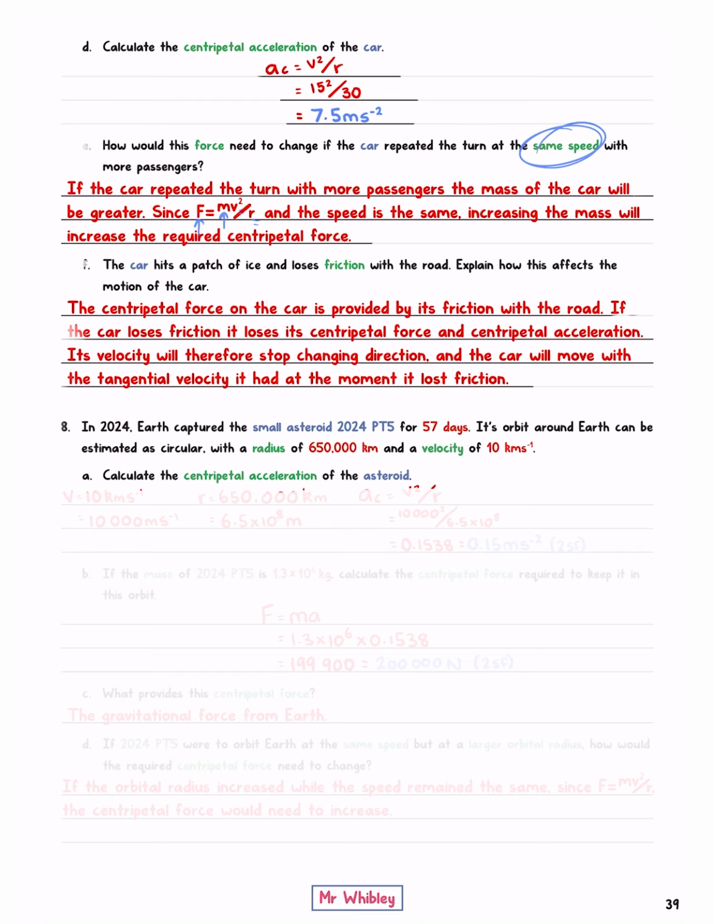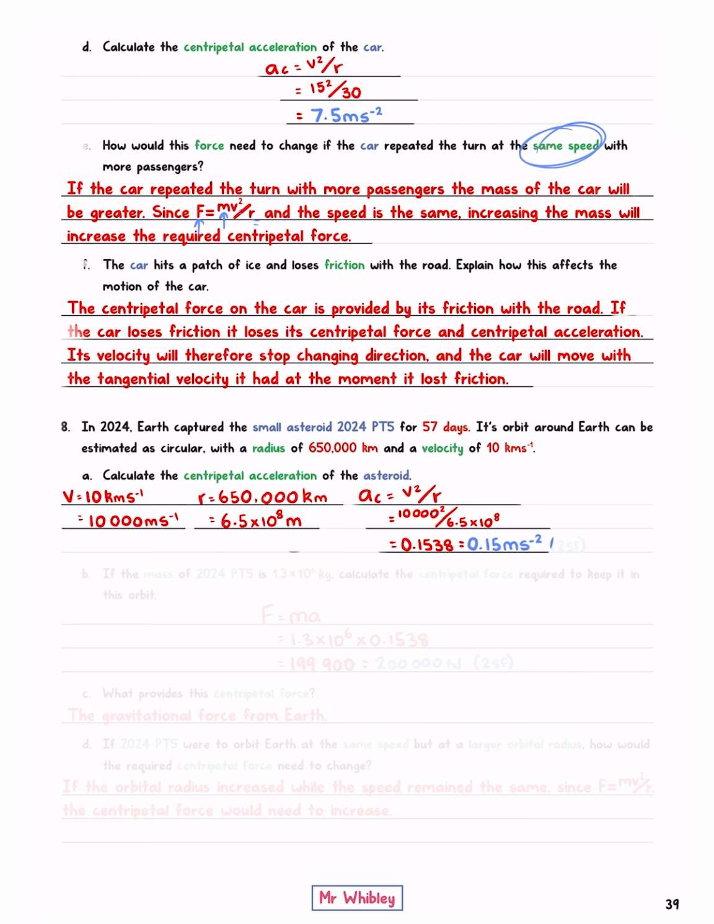We know our velocity of 10 kilometers per second is 10,000 meters per second, and we know that our radius of 650,000 kilometers is 6.5 times 10 to the 8 meters. Knowing our centripetal acceleration equation and putting these numbers in gives me 0.1538, or 0.15 meters per second squared to two significant figures.